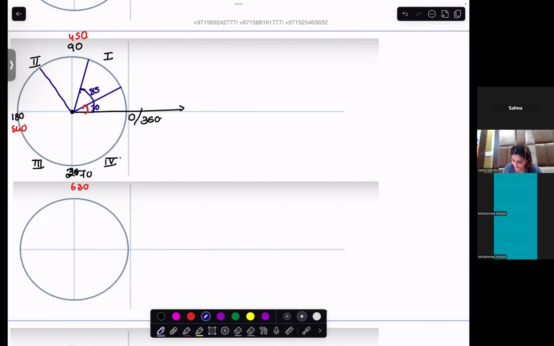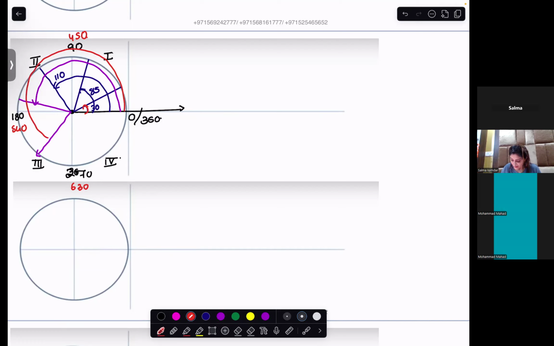If I go further beyond, I say this is 110. How will I measure the angle? Just like this. If I go further beyond, I say this is 190 degree. How will I measure the angle? Right to left. If I go further beyond, how will I measure? Again, same, the same way like this.